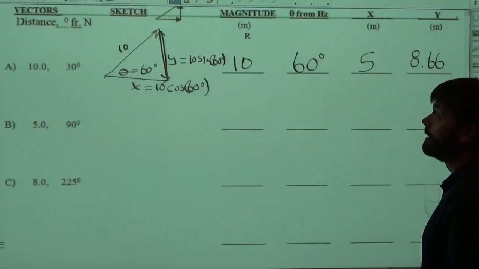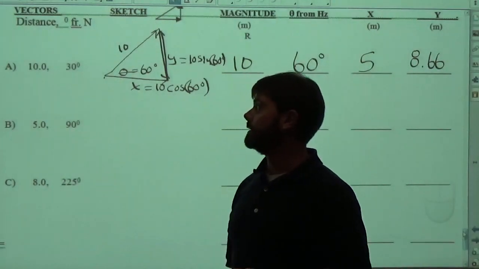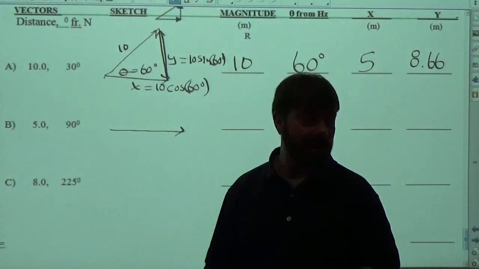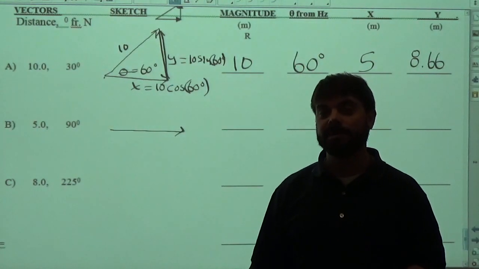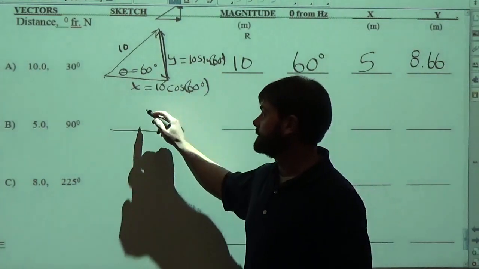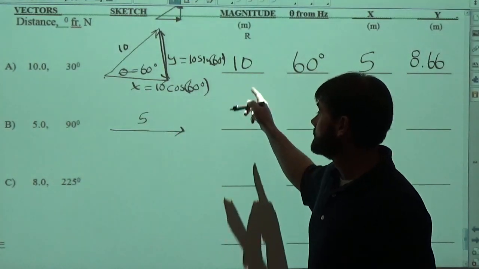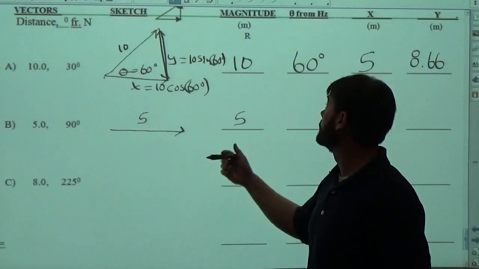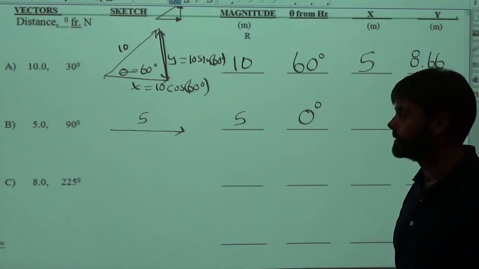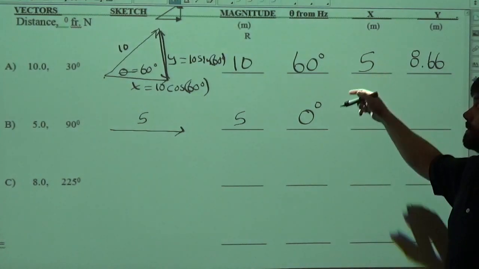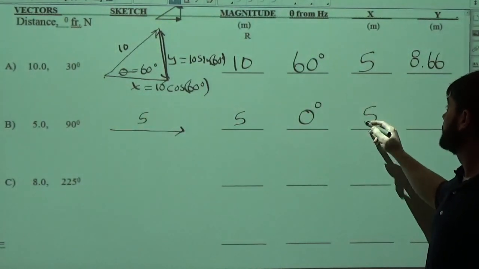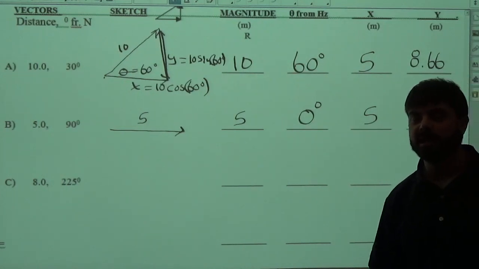Vector B says it has a magnitude of 5 and it's at a degree of 90 from north. So it's kind of interesting here. We do not necessarily have to draw a triangle because the vector itself is on the horizontal. So there is no vertical component to this vector. It just has a magnitude of 5 and it's at 90 degrees. So magnitude is 5, going to the right. Degrees from horizontal here is actually 0 because it is not above or below the horizontal, it's on the horizontal. The x component is the horizontal, which is obviously going to the right, so that's a positive 5. And then the y component is non-existent because it does not go up or down.